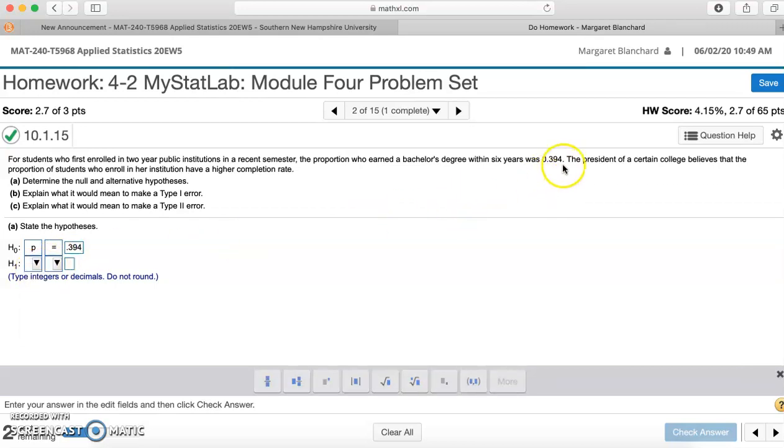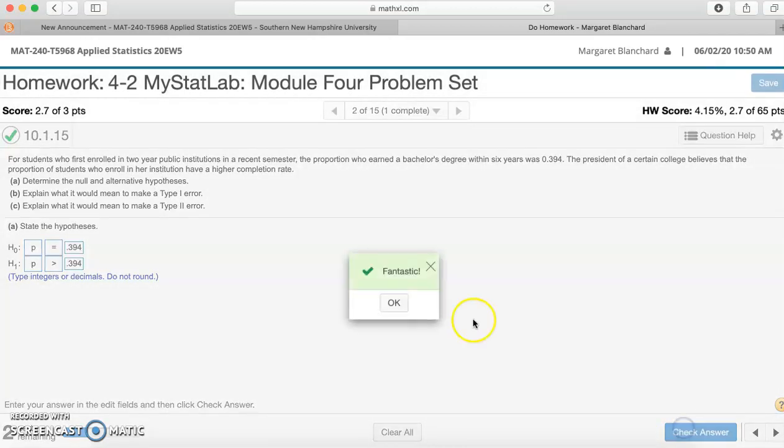All right, then our alternative is what we're trying to test. In this case, it says the president of a certain college believes that the proportion of students who enroll in her institution have a higher completion rate. When it says higher, that means that we're testing to see if the proportion is greater than 0.394. Now if it said something like the president believes that it's a lower completion rate, that would be less than. If the president believes that it's a different completion rate, that would be does not equal. You have to look at the words to see if it's telling you greater than, less than, or does not equal. All right, let's check the answer.